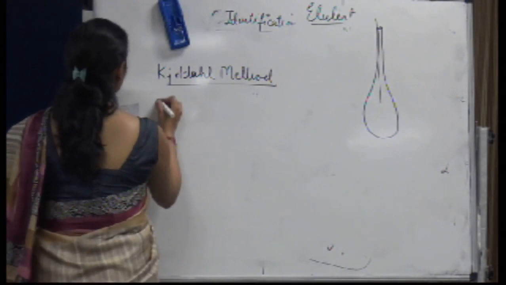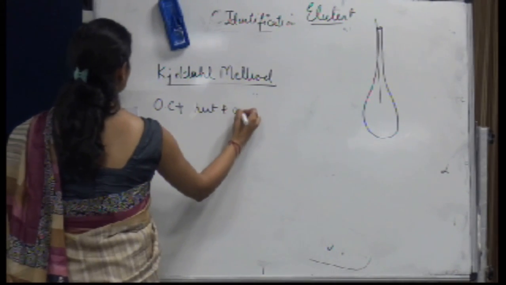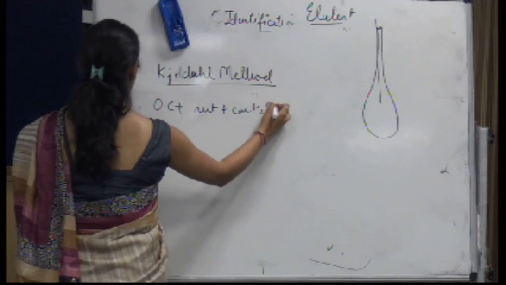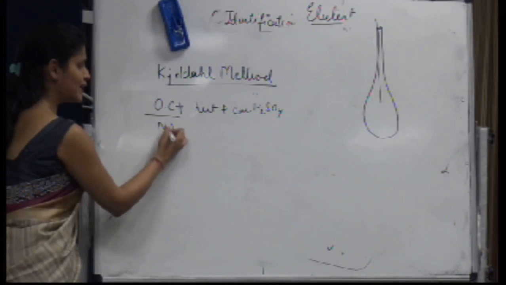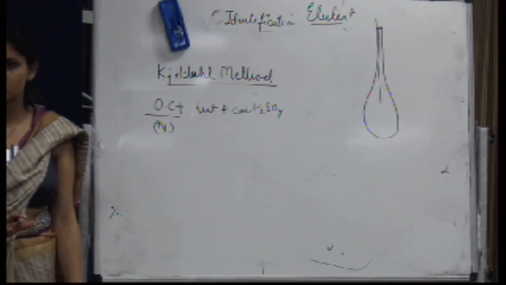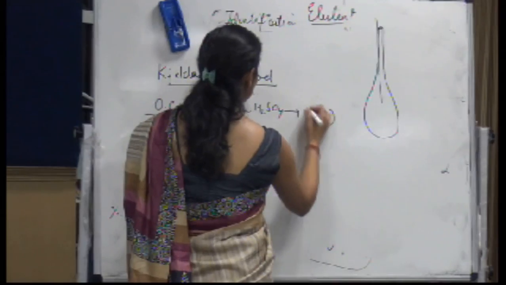Okay. So in this method you will take some organic compound, heat it in the presence of concentrated H2SO4. If I am saying this the organic compound contains nitrogen, because I am estimating nitrogen, right? Then the compound would form ammonium sulfate.